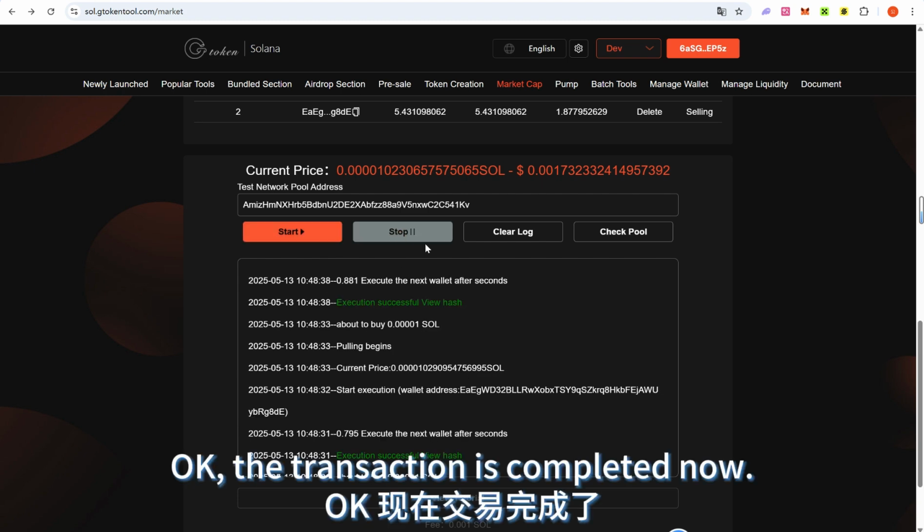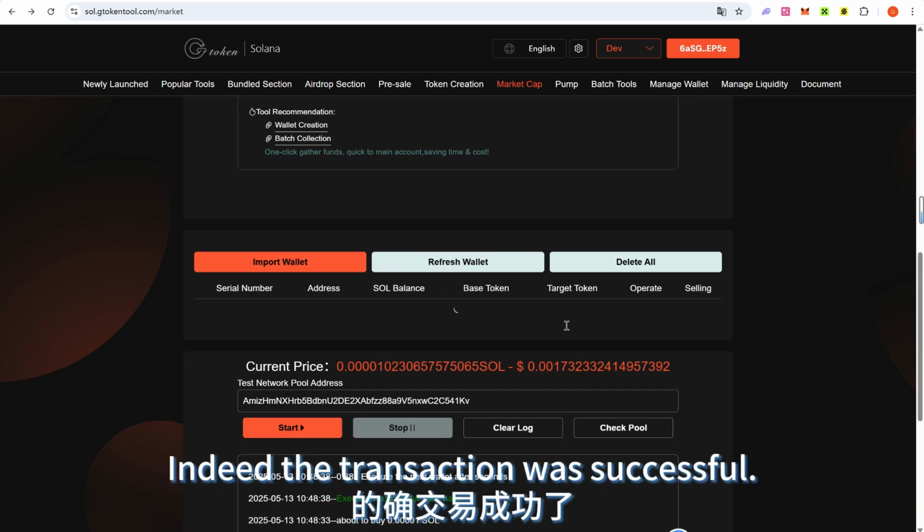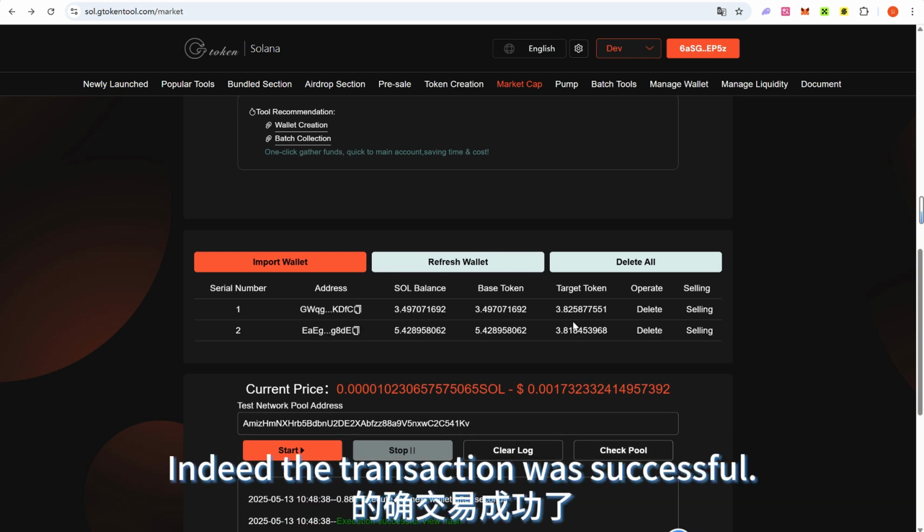Now we click start. There will be a trading log below. Okay, the transaction is completed now. We can refresh the wallet to check. Indeed, the transaction was successful.